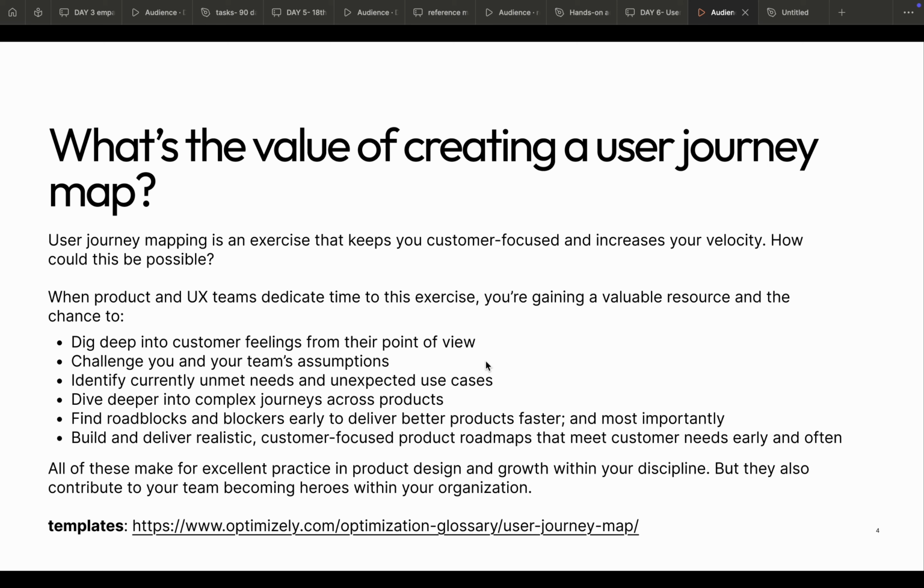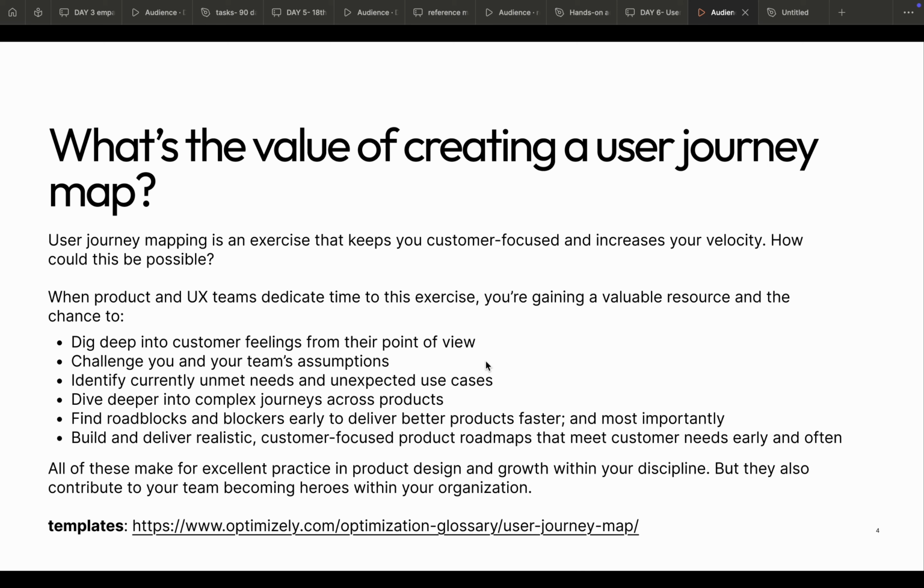understand more about what the user is feeling from their standpoint, and what our team is assuming about the users. And we also need to understand what the needs are that are not met by us, and what the rare use cases are. And we should also dig deeper into the difficult kinds of journeys across the competitors.